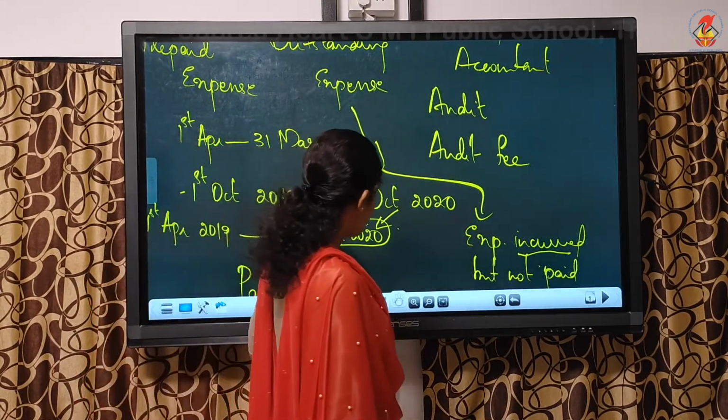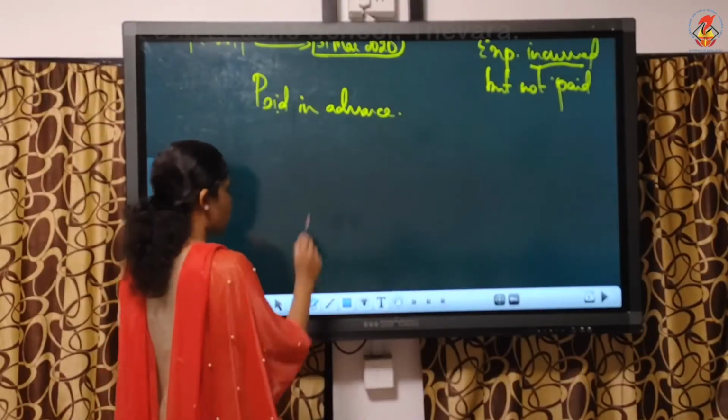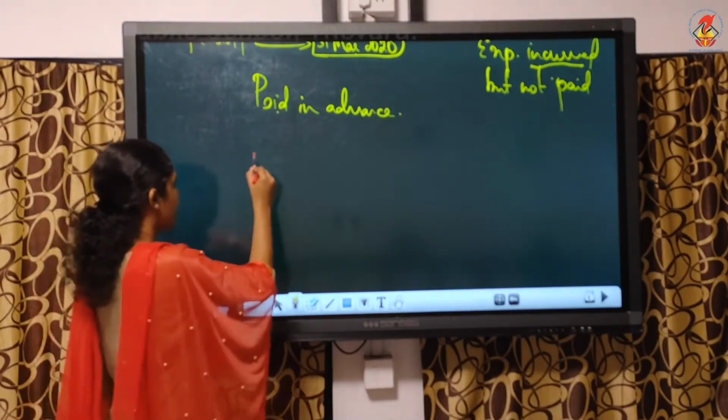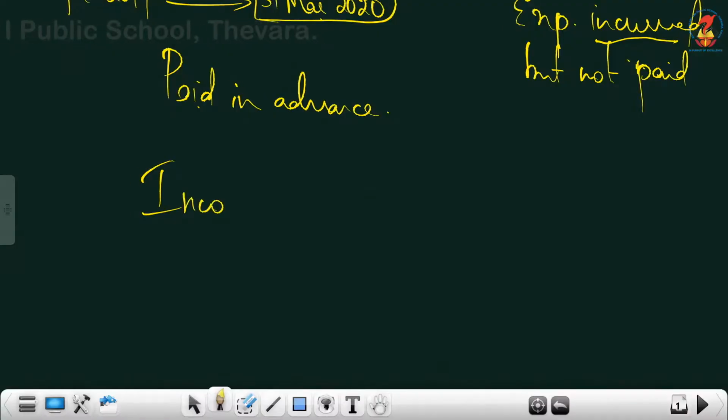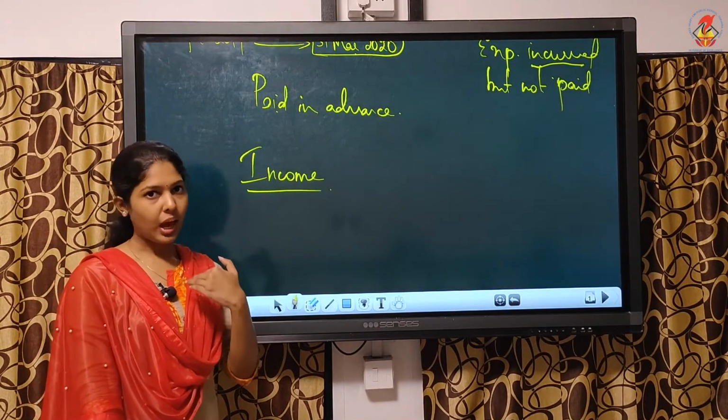Okay, next we'll discuss the term. So that's the classification of expense. Next we'll discuss income. Income is also a very familiar term to you. Income means which we are getting.